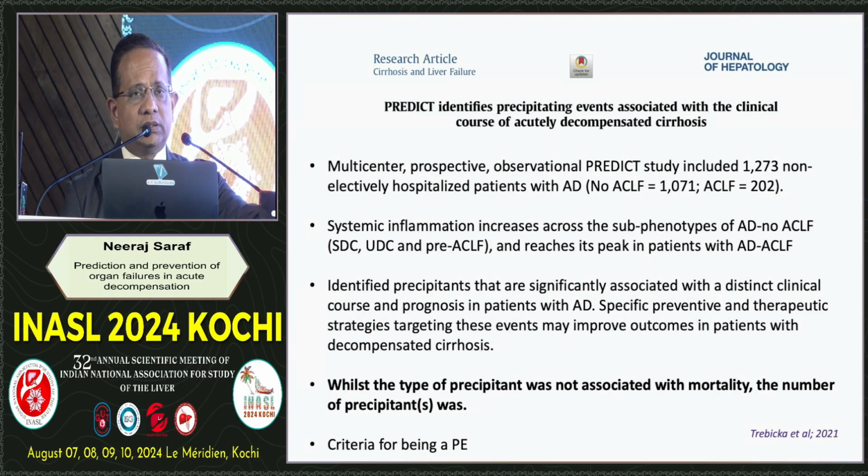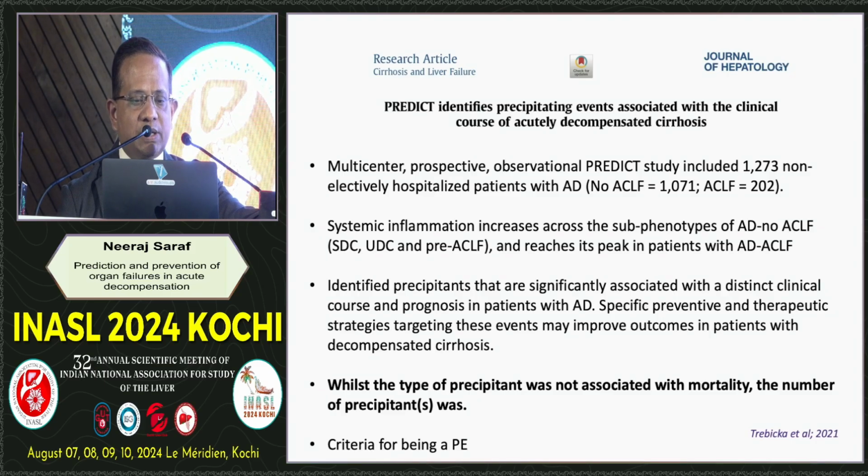Now, the same study identifies precipitating factors and precipitating events associated with clinical course of acute decompensation of cirrhosis. So again, about 1,273 non-electively hospitalized patients with acute decompensation. This study identified precipitants that are significantly associated with a distinct clinical course and prognosis in patients with acute decompensation, so that specific preventive and therapeutic strategies could be instituted in these patients and improve outcomes in patients with decompensated cirrhosis.